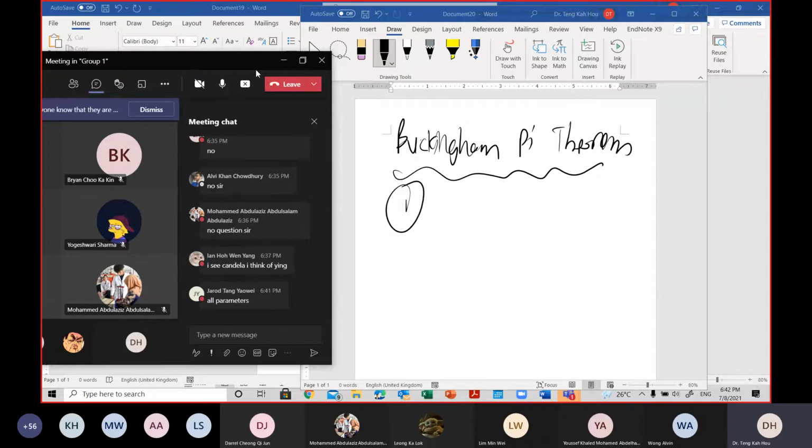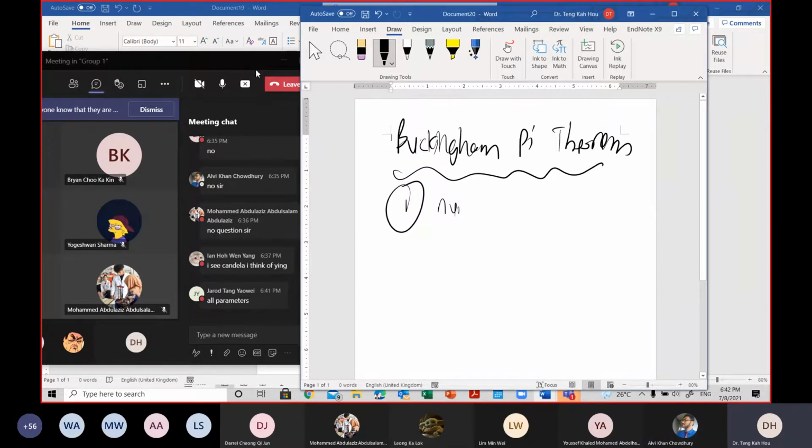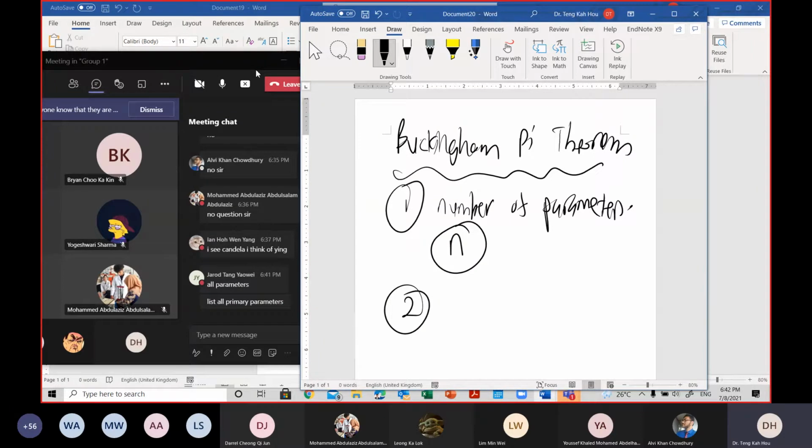The number of variables we have. Number of variables. Okay. Not the variables, I would say parameters. Yep, thank you. All the parameters, and we call it n, right? Second step.